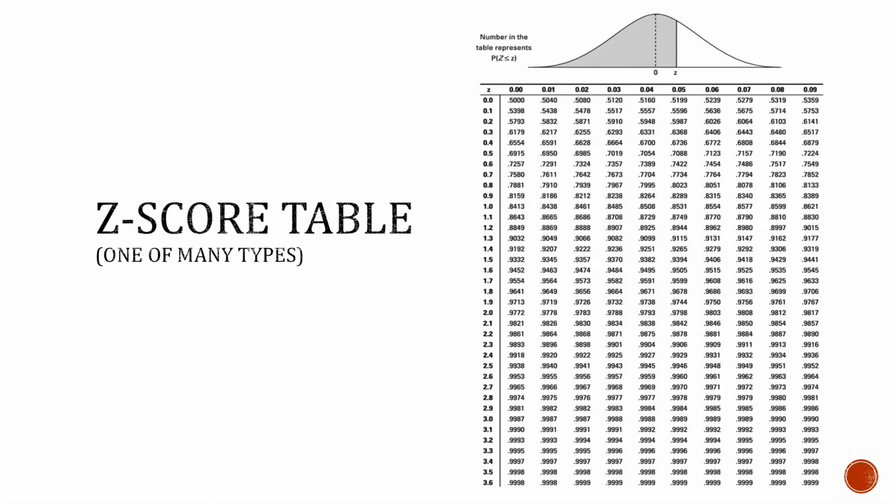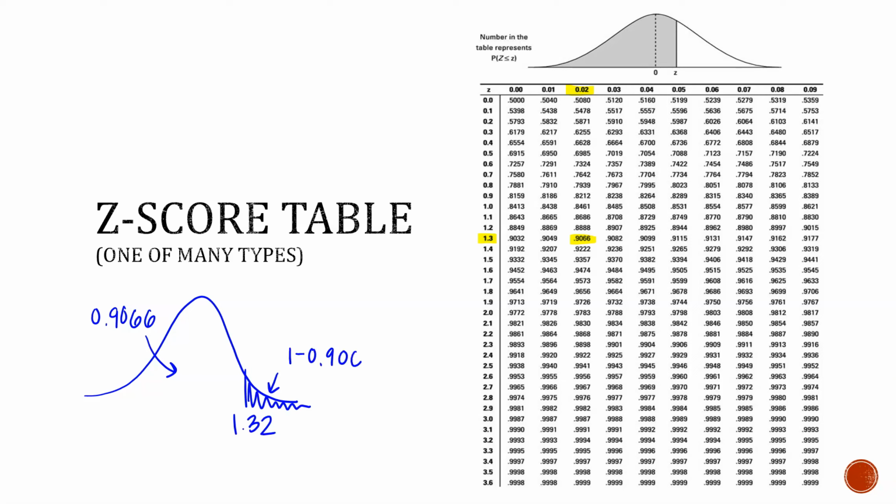Going back to the z-score table from last class, 1.32 would be 0.9066. That means that for our curve, 1.32 standard deviations above the mean, this area under the curve would be 0.9066, and that means that everything above 1.32 would be 1 minus 0.9066, which would be 0.0934.